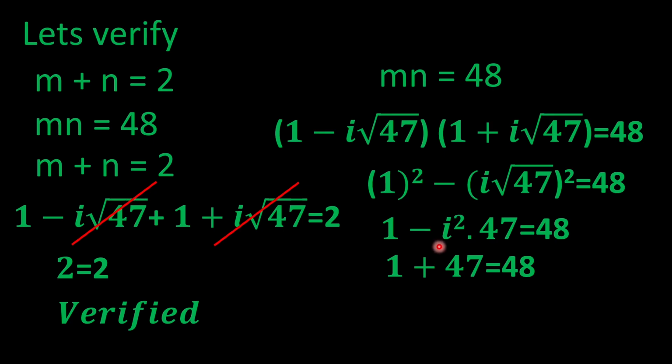So when we put minus 1 over here and this minus, this minus and this minus 1 will multiply, which will change the sign to positive, and then this 1 multiplied with this 47 is equal to 47. So 1 plus 47 is equal to 48. So 48 equals 48. Again, it is verified. So it means these are the values of m and n, which are verified. And this is the solution of this question.